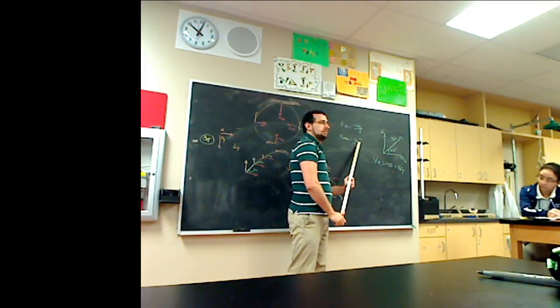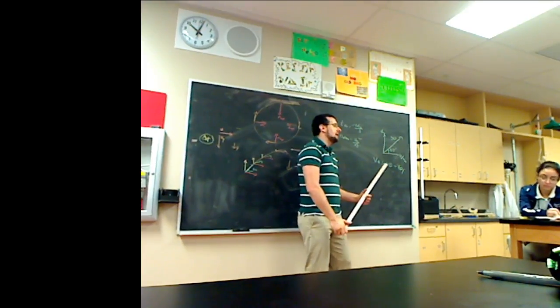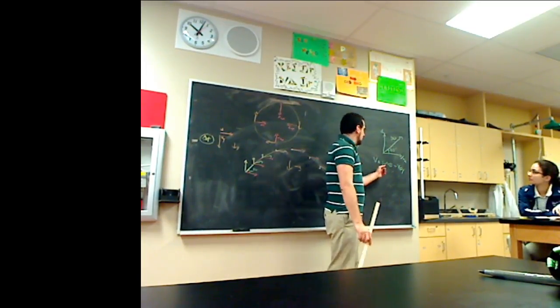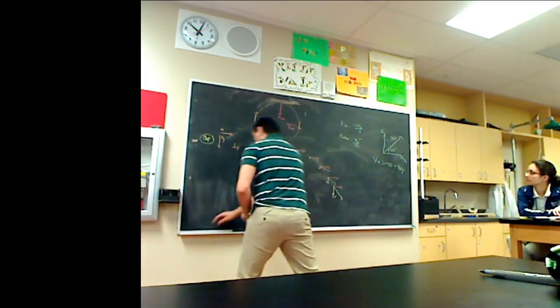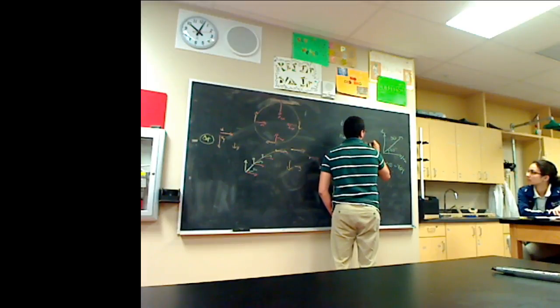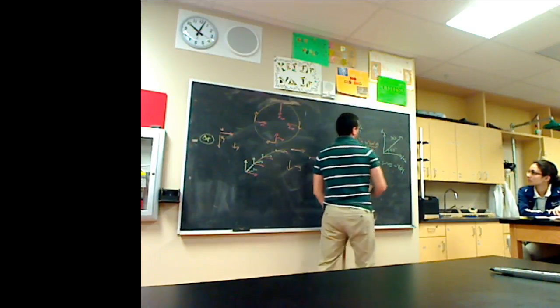Do I square the 30 here, or am I squaring 30 sine of the angle? Are you with me? Okay. Now, if I square this, how does that look? That actually looks like V0 squared, sine squared of the angle, over 2g.